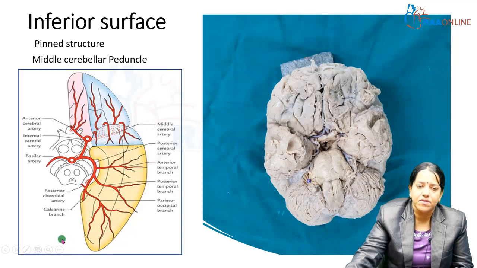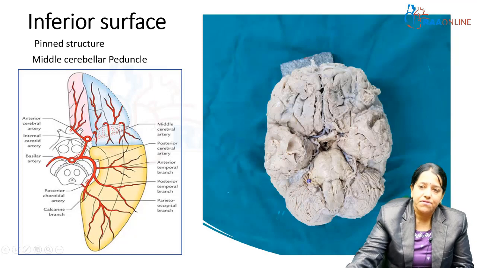the cerebellum is inferior to the cerebrum and it is being separated from the cerebrum by a dural fold which is called the tentorium cerebelli. So tentorium cerebelli is the dural fold which separates the cerebellum, which is lying here, from the cerebrum.